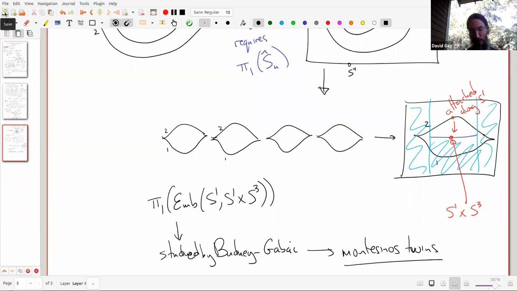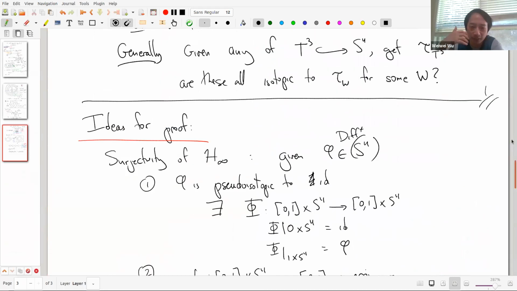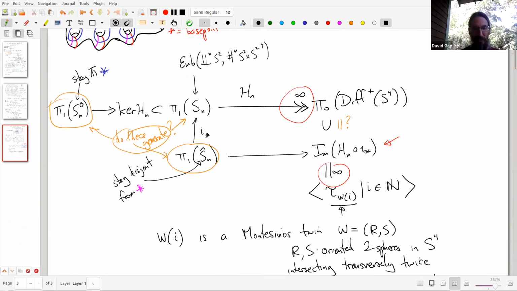Okay, but also finding invariants would be amazing. I see. But Dave, you said if a certain thing is true, then you actually can generate the whole mapping class group. Yeah, but then you still don't know whether it's non-trivial or not. That's right. That's what I was saying.